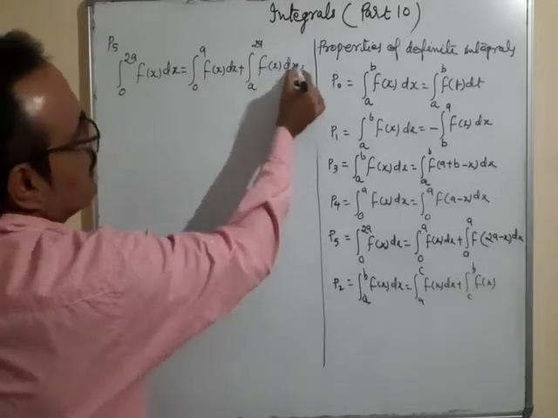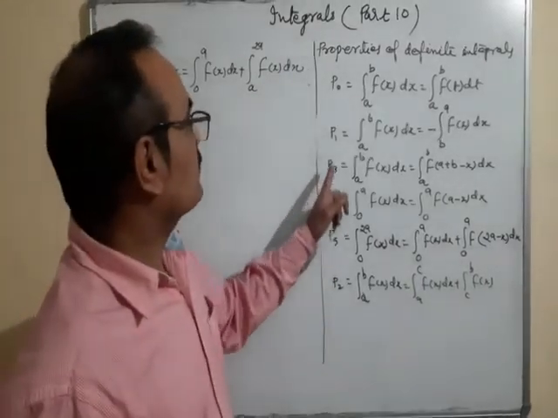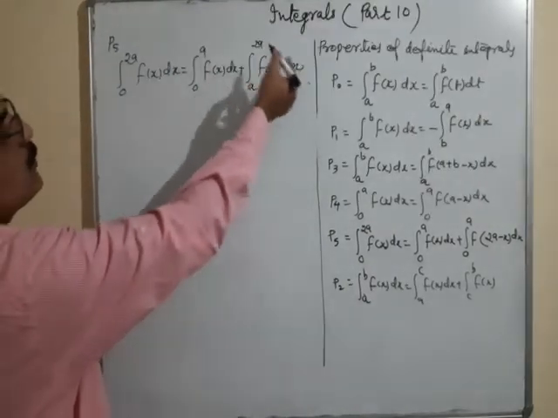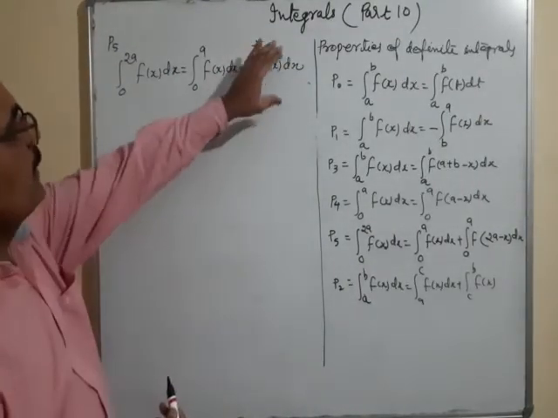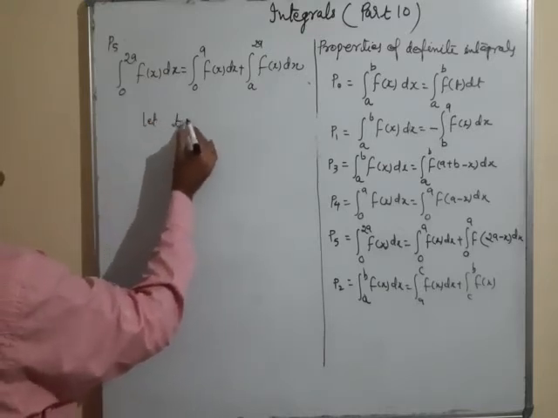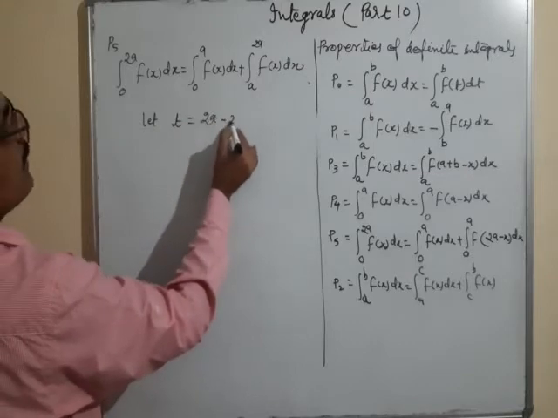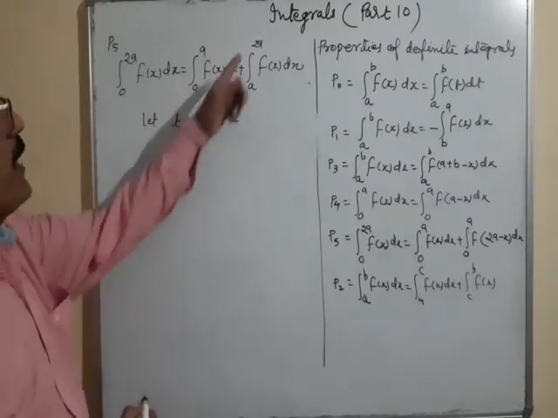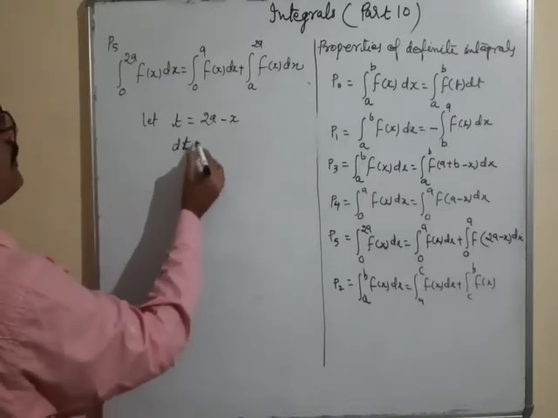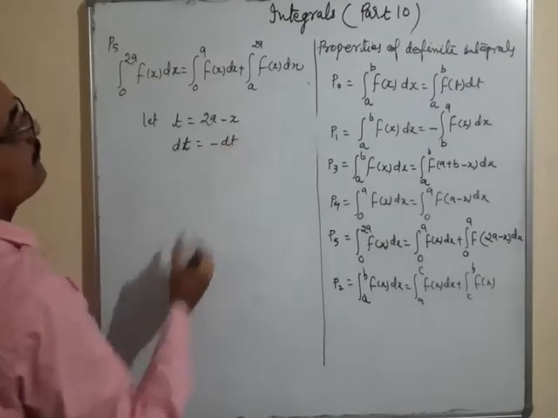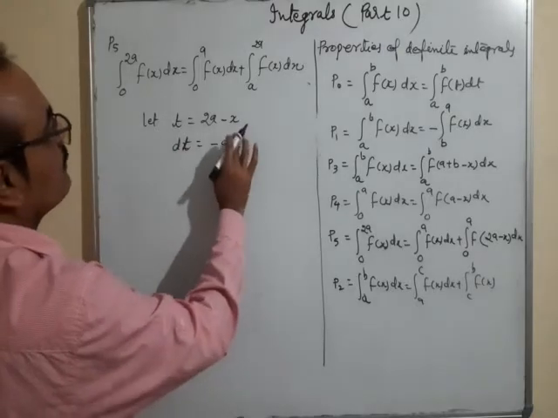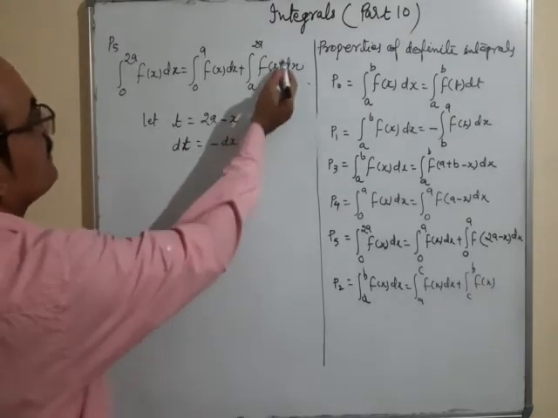Any problem in it? This is the use of property number 2. The integral from 0 to a of f(x) dx plus the integral from a to 2a of f(x) dx. Here what should I do? Let t be equal to 2a minus x, that is, 2a, the upper limit, minus x. Then what happens? dt is equal to minus dx.